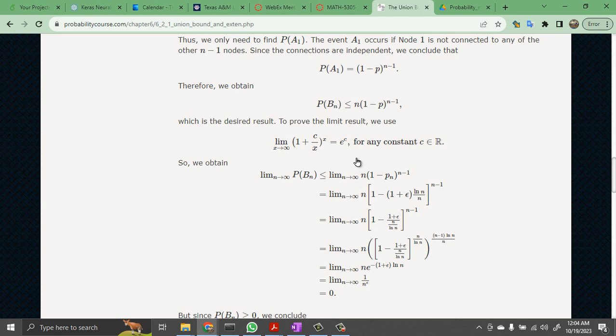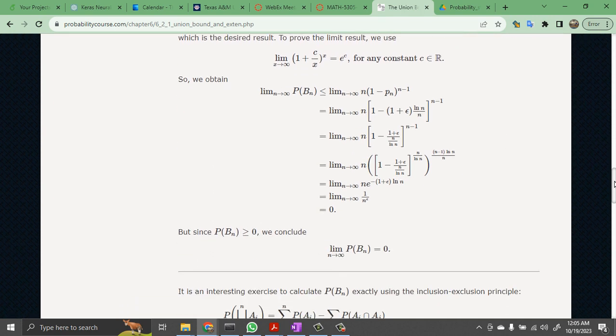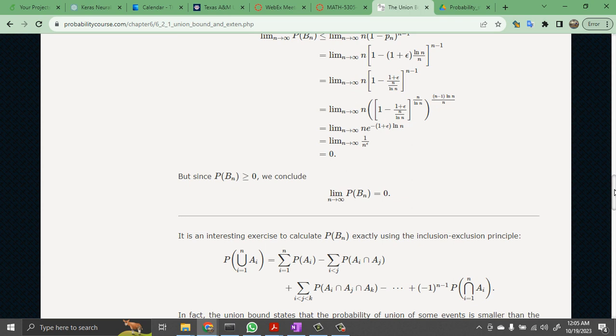Okay. And that's the limit as n goes to infinity. So no matter what p is, you're going to get 0 probability. And that makes sense because if you have lots and lots of possible edges, then chances are that at least one edge is going to be connected to some person. So most likely you're not going to have any isolated people. They'll be connected to someone in the network.